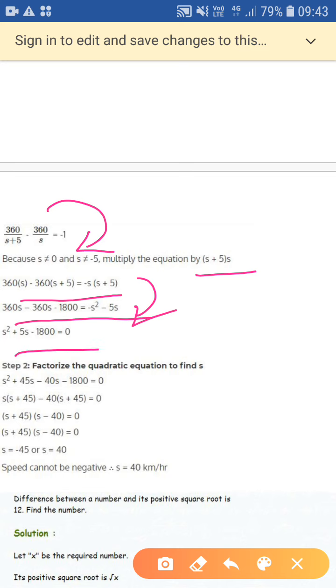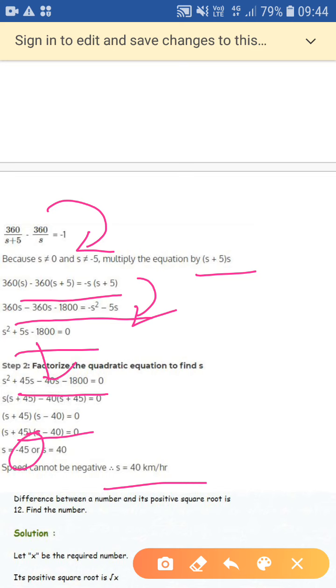Collecting the like terms, as you can see, s square plus 5s minus 1800 equals 0. We can factorize 1800: 45 into 40 is 1800, and 45 minus 40 is equal to 5. So writing this and taking the common factors, s plus 45 and s minus 40 equals 0 are the two factors. Because speed cannot be negative, we reject this value, s equals minus 45, and we take the speed to be 40 kilometers per hour.